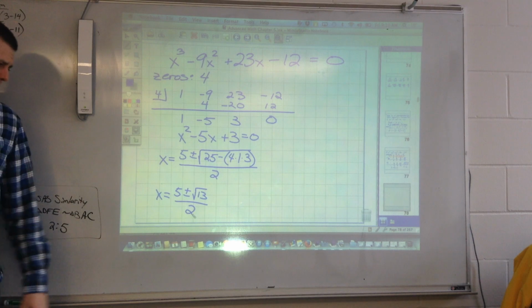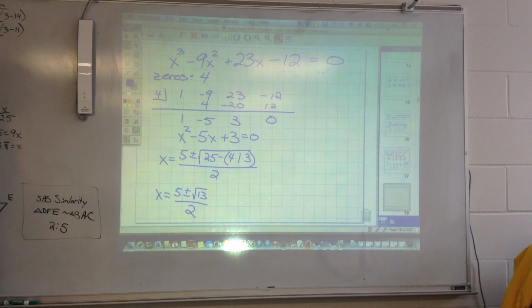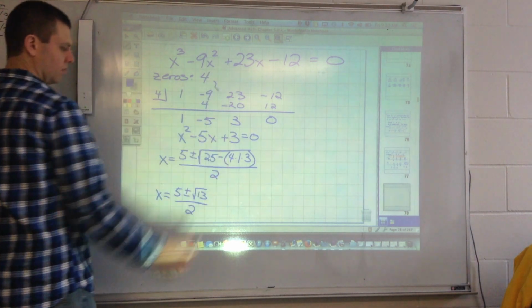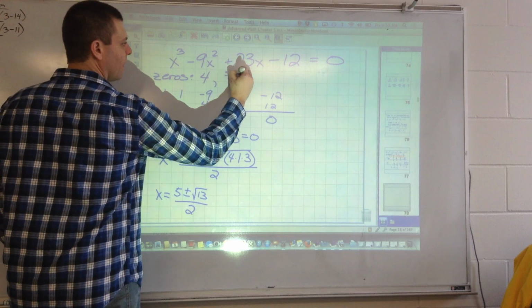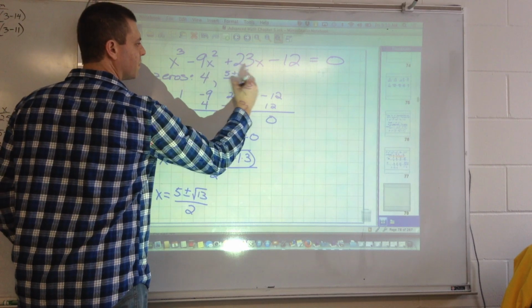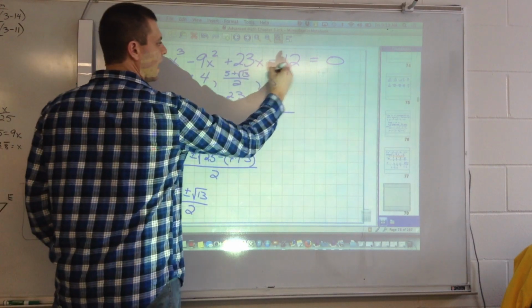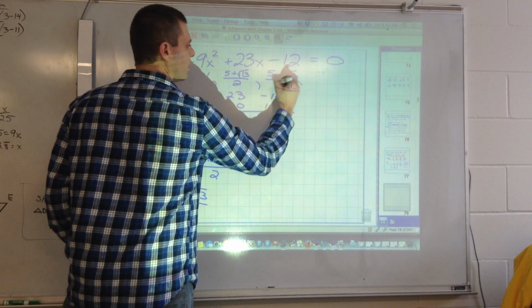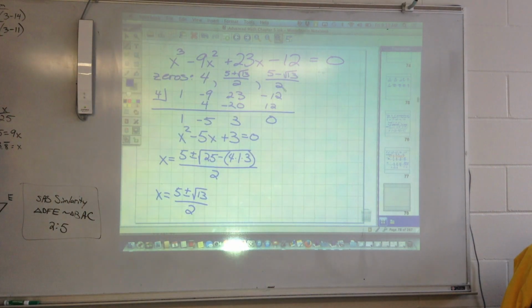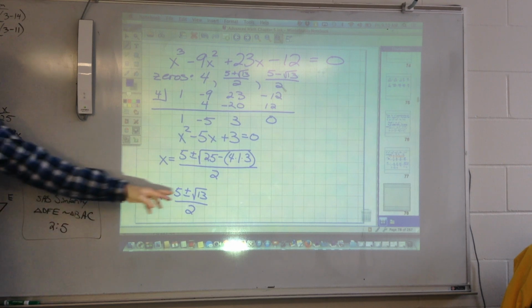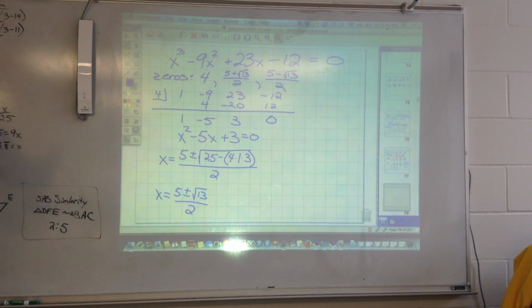Can't do anything with that. Okay? So those would be my last two zeros. 5 plus the square root of 13 over 2, and 5 minus the square root of 13 over 2. If you don't want to write them out twice separately, if you just want to write it once and put the plus minus in there, that obviously will suffice because that represents the two zeros there. Yes, Derek? Did we do the proof for that last year? Yeah. Okay. Yep.